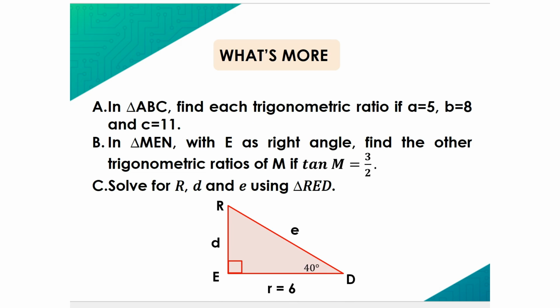A. In triangle ABC, find each trigonometric ratio if A is equal to 5, B is equal to 8, and C is equal to 11. B. In triangle MEN with E as right angle, find the other trigonometric ratios of M if tangent M equals 3 over 2. And letter C, solve for R, D, and E using triangle RED.